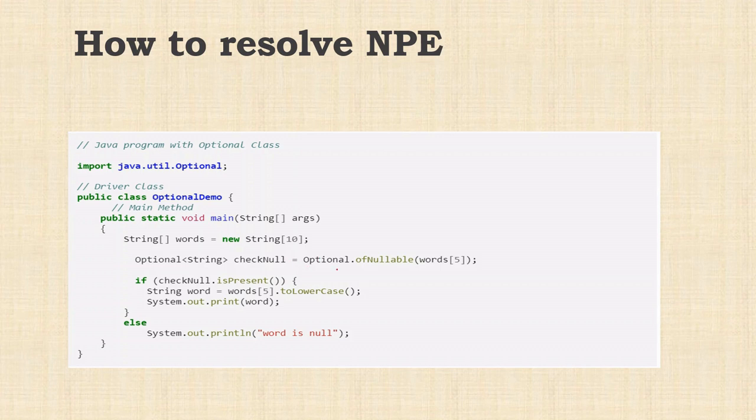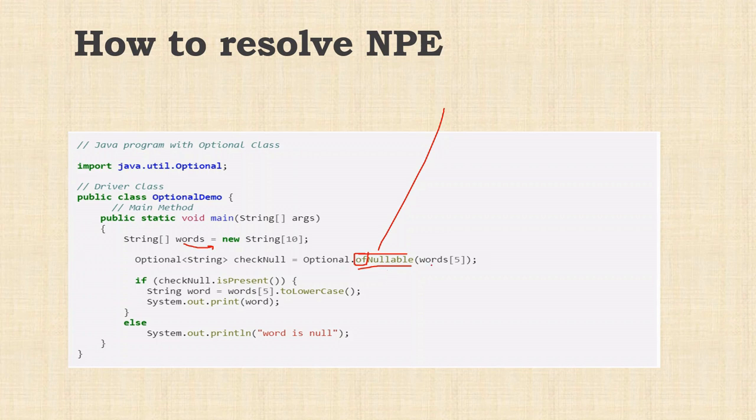So there is a possibility to get null. Here, words is an array of strings, so you can use ofNullable. There is of and ofNullable. If you think you may get null, then you can use the ofNullable method. If you are 100% sure that you will not get any exception or null value, then you can use of. Of and ofNullable are two methods in the Optional class, and both are static methods.